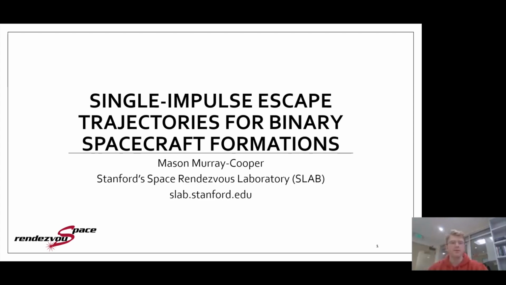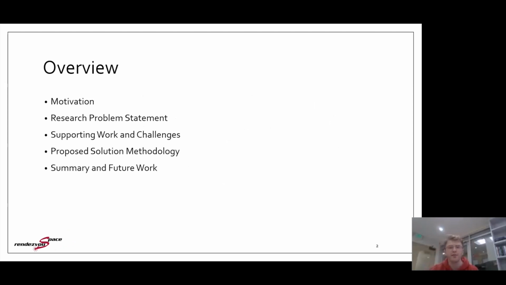Everyone, I'm Mason. I've been doing an A290 in the lab for the past year, and I've been working on, specifically as my research topic, creating safe escape trajectories for binary formations of satellites. So we want to create trajectories that basically help satellites that are in a dangerous position get into a safer position.